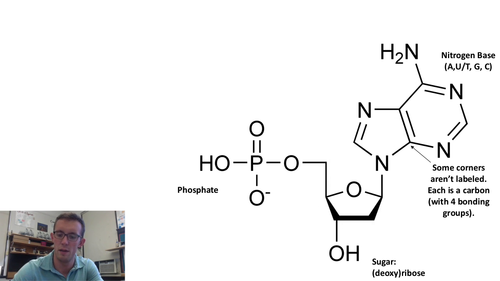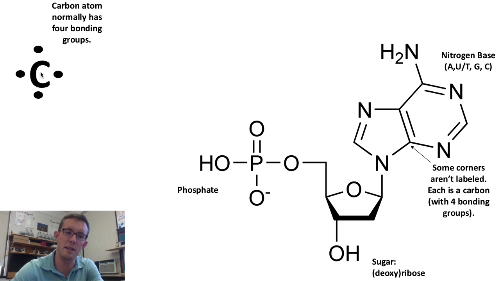Now, if you can think back to chemistry, you'll remember that carbon normally has 4 bonding groups because it has 4 unpaired valence electrons. And so in the carbon that we're looking at right here, you can actually see those 4 bonding groups. 1, 2, 3, and 4.